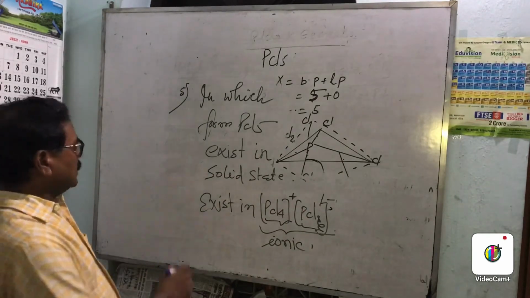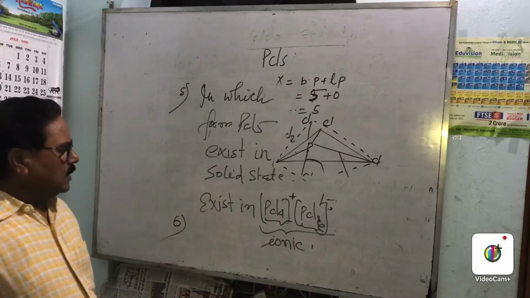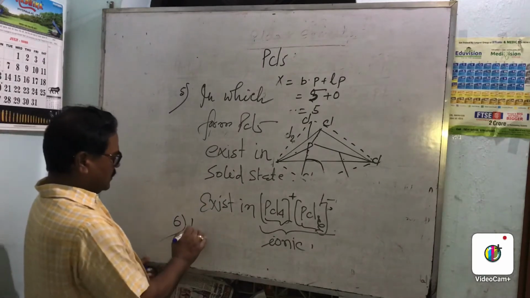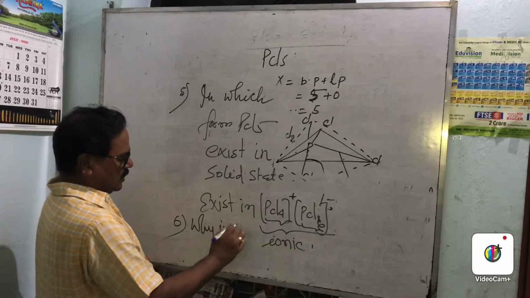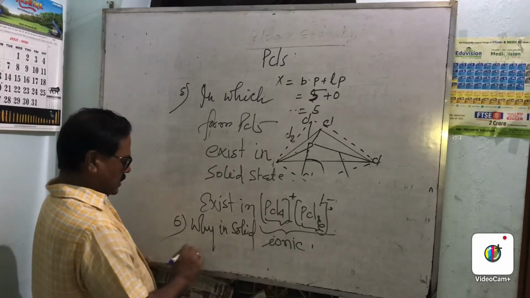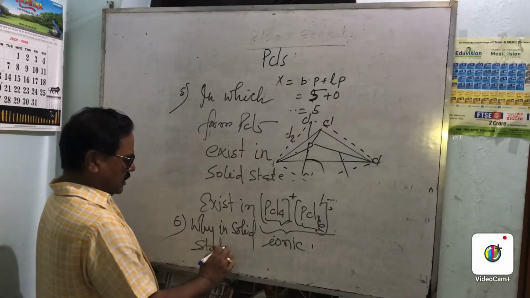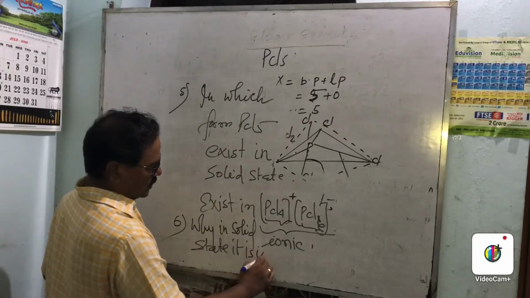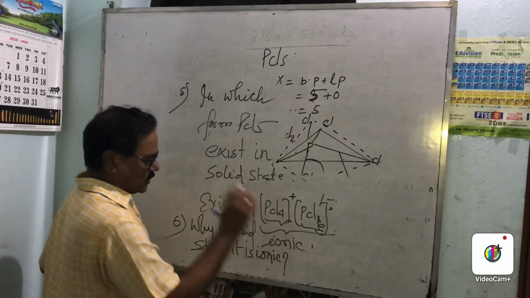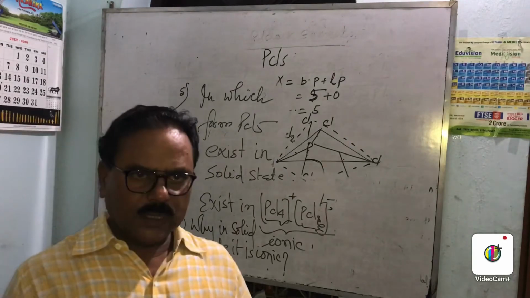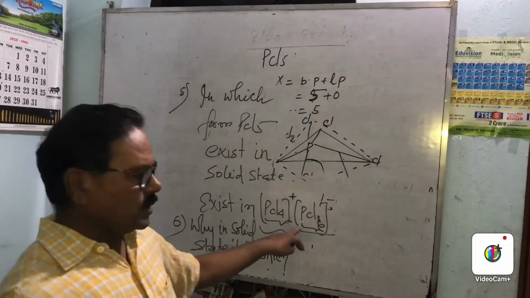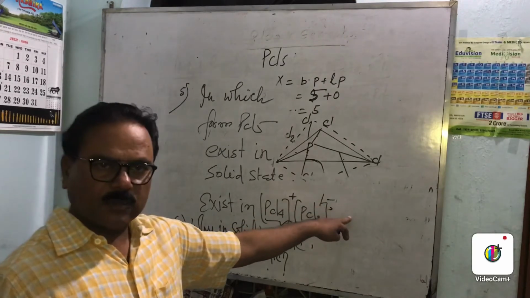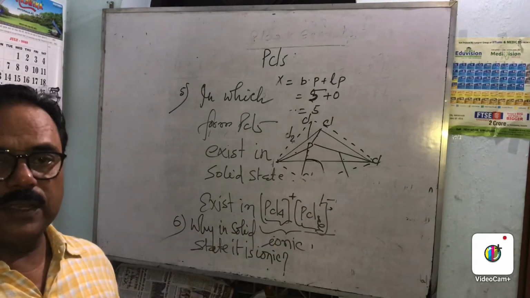Now another question that may be asked: why is it ionic in the solid state? Because it exists as PCl4 plus and PCl6 minus. That's why it is ionic in nature.